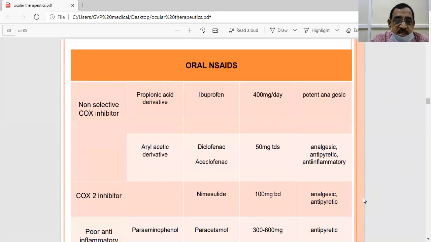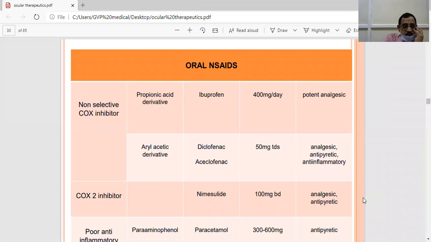So oral NSAIDs: we have non-selective COX inhibitors, propionic acid derivatives, ibuprofen 400 milligrams per day can be given. It's a potent analgesic. And aryl acetic acid derivatives, diclofenac and aceclofenac, 50 to 100 milligrams TID can be given. It has analgesic, antipyretic, and anti-inflammatory effects.